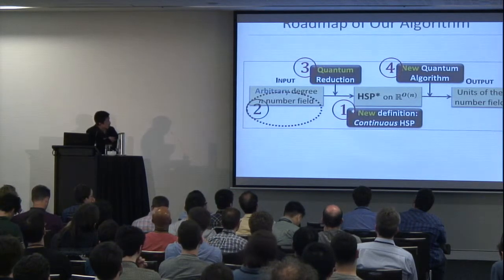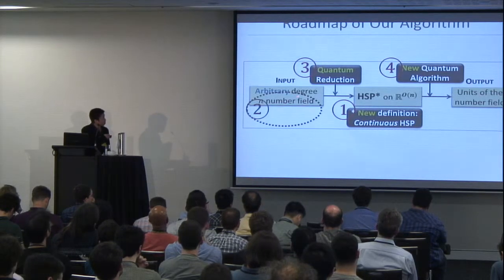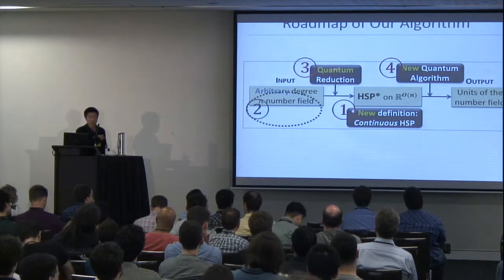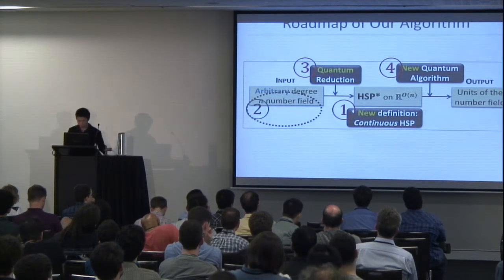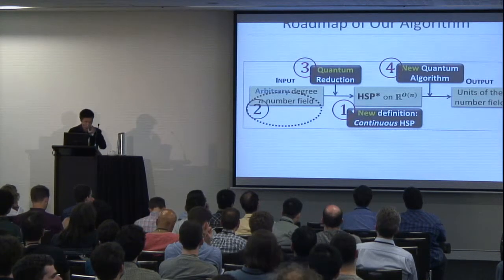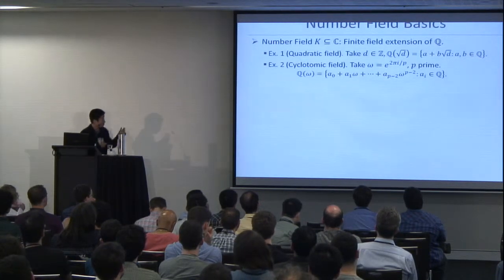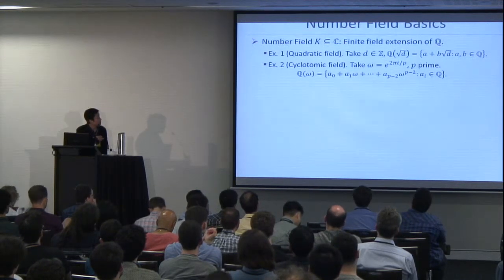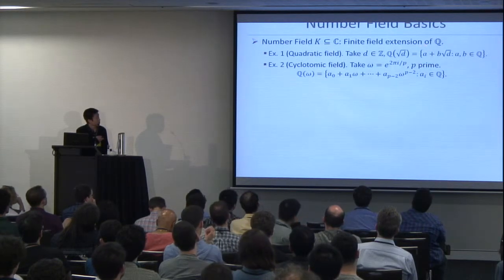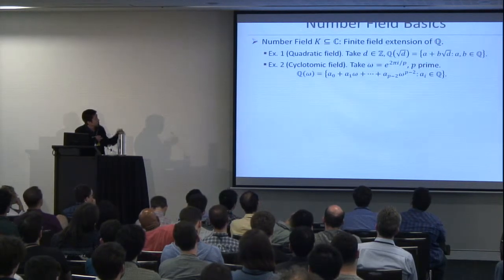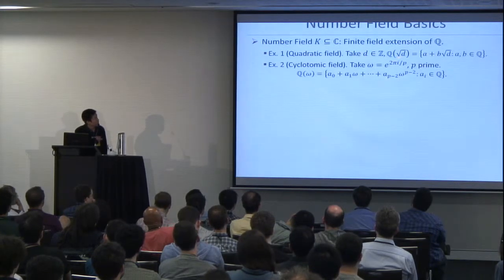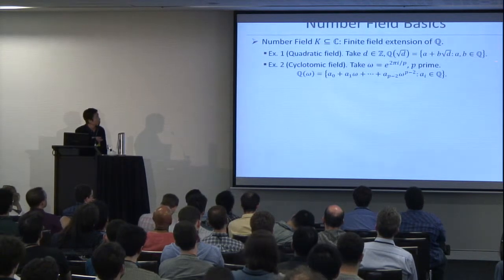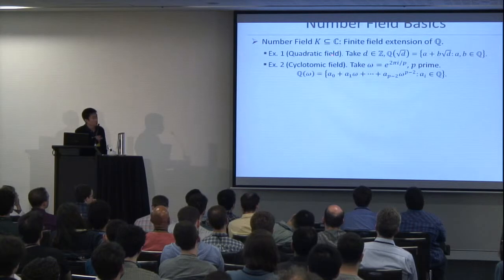Okay, so now let me introduce some number theory background in order to explain our quantum reduction. What is a number field? A number field is just a subset of the complex numbers, and it is a finite field extension over the rationals. For example, if we take an integer d and consider all numbers of the form a plus b square root of d, where a, b are rationals, this forms a quadratic field.